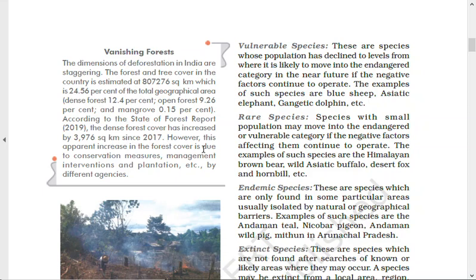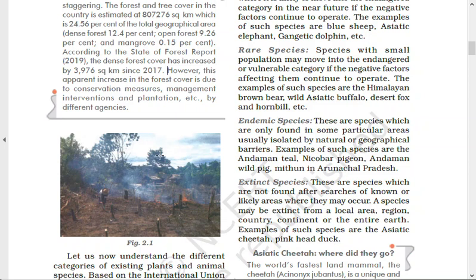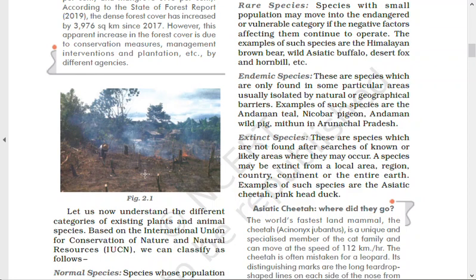That's good. Okay, however, this apparent increase in the forest cover is due to the conservation measures, management interventions, and the plantation, etc., by the different agencies. So we have a variety of agencies, one of them, as I told you, is NGT, right? And the state has its own agencies to protect the environment and greenery. And because of that, we are able to manage around 25%.